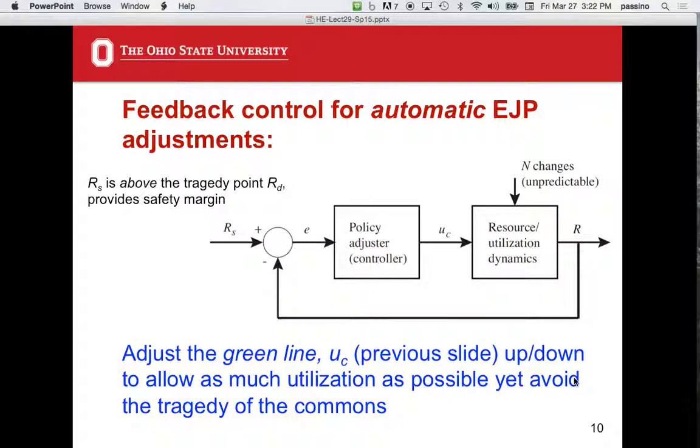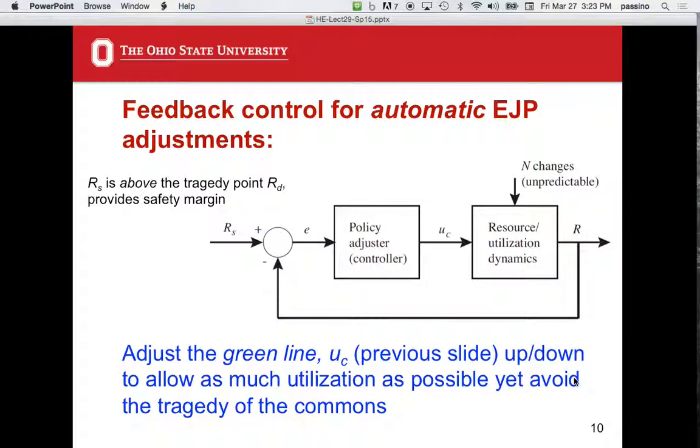I'm going to put in an RS. And we'll find the difference between, that's just a constant, minus R is equal to E, and then the policy adjuster or controller has got to take the error and produce a UC. Okay, that's what's got to happen. It's going to adjust it up or down. Now, RS is simply going to be a number bigger than the tragedy of the commons, right? Something like that. And the challenge here is this is like the world environmental situation. This guy is the challenge, right? You've got to design that as an engineer.